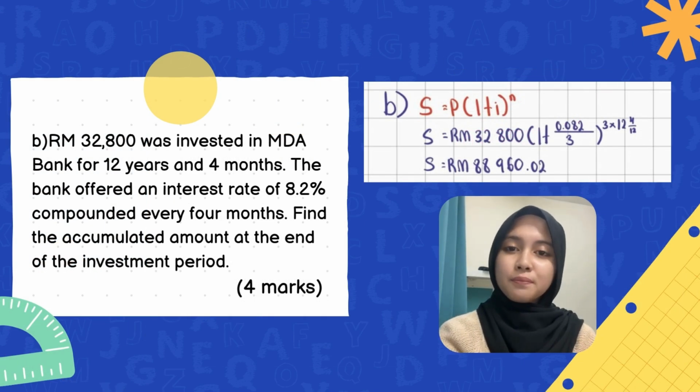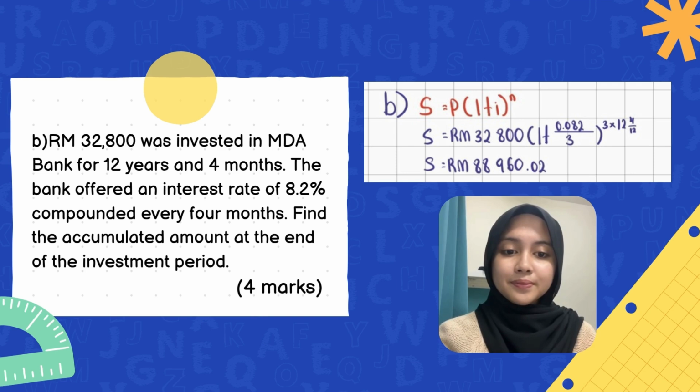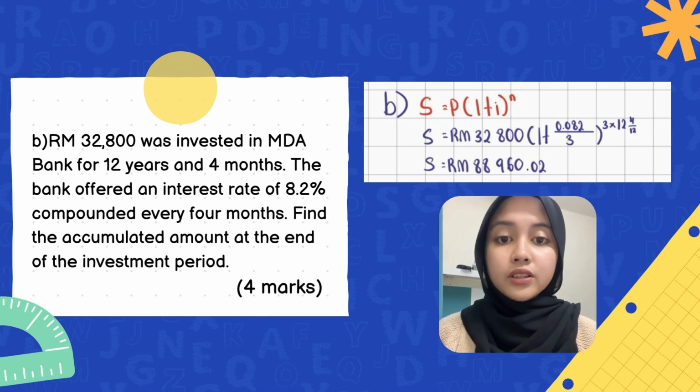So, for B, 32,800 was invested in MDA Bank for 12 years and 4 months. The bank offered an interest rate of 8.2 compounded every 4 months. Find the accumulated amount at the end of the investment period. So, let's solve the answer for question B.